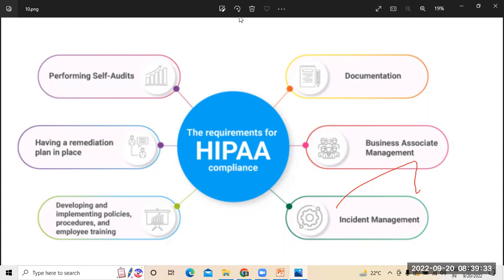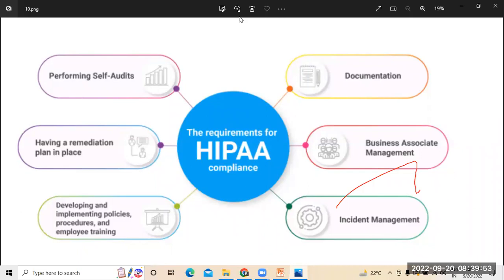At the same time, having a remediation plan in place, which is essentially required when needed. That is also taken into the requirements here.